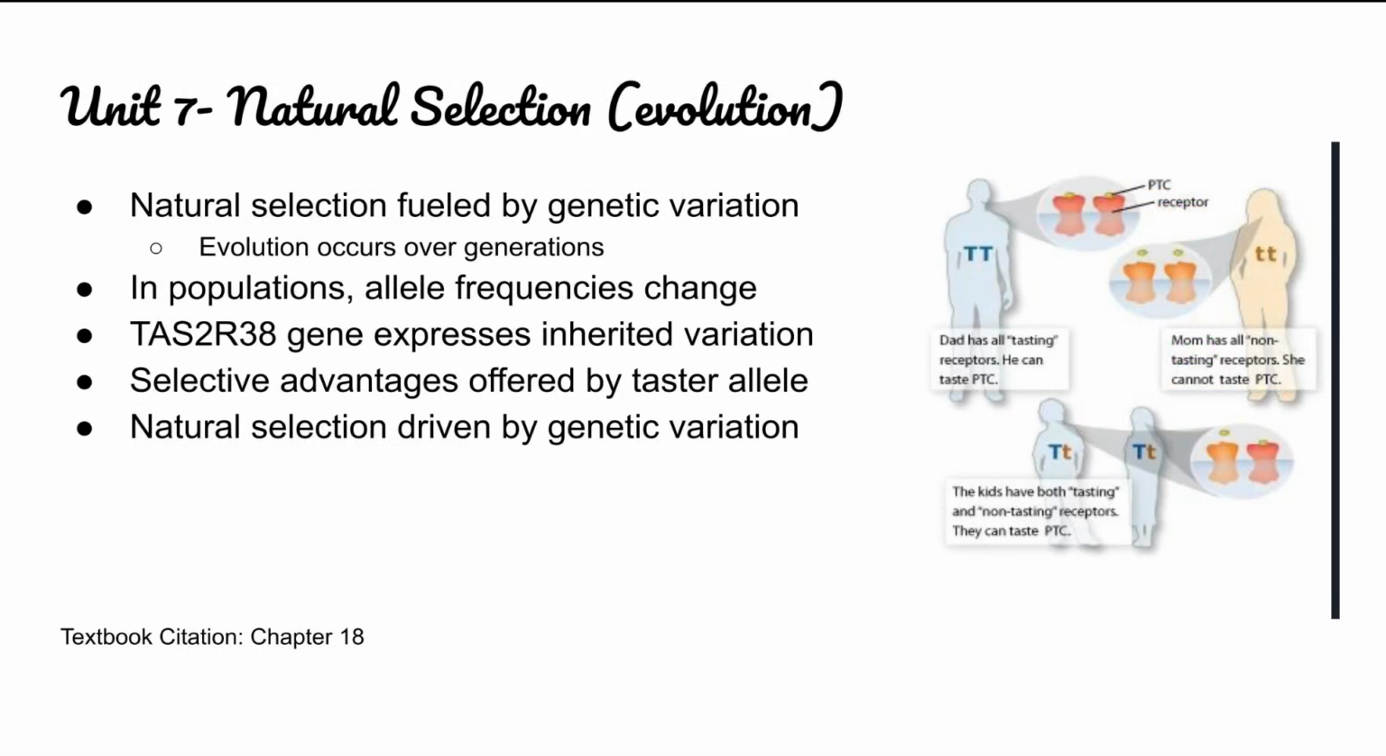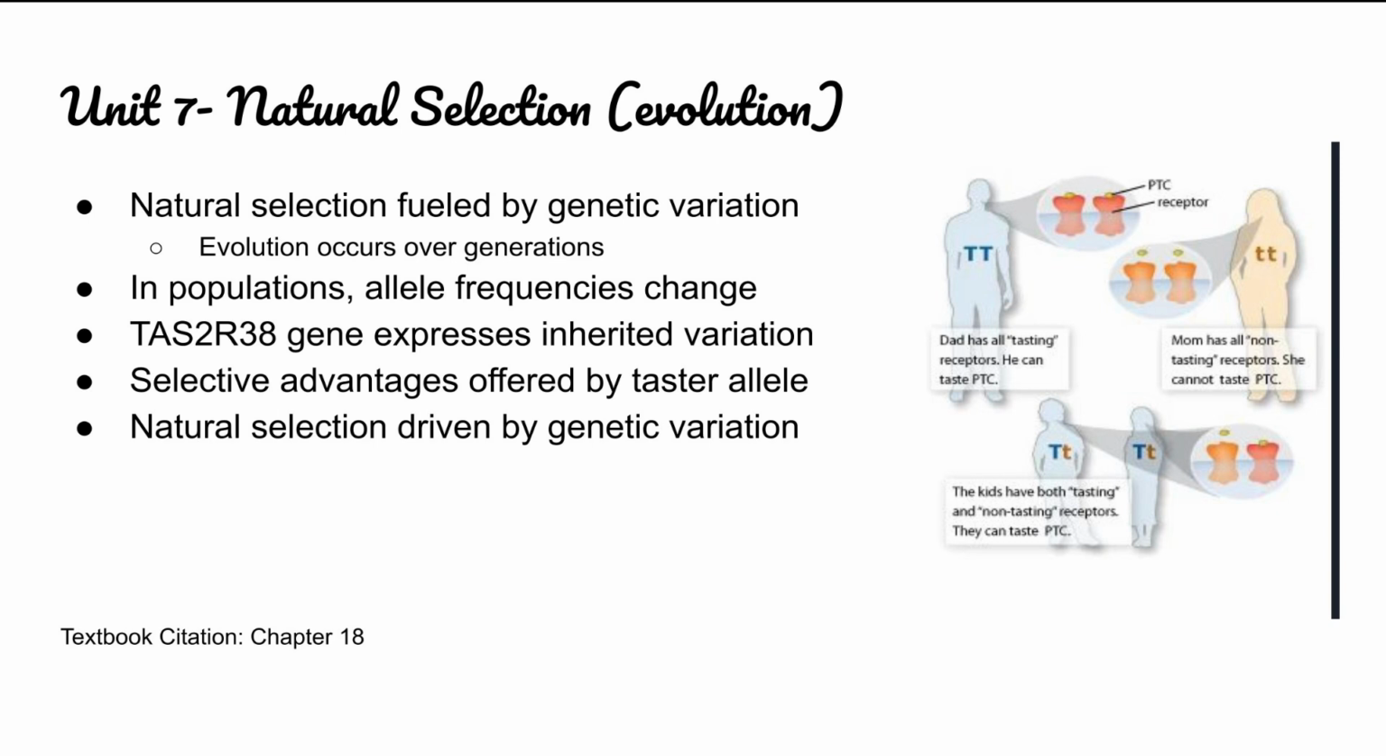Unit 7 covers the principles of evolution by natural selection, originally discovered by Charles Darwin. Organisms vary genetically, and these differences can affect survival and reproduction. If a trait improves fitness, it becomes more common over generations, a process called natural selection. Over time, this leads to changes in the genetic makeup of populations.